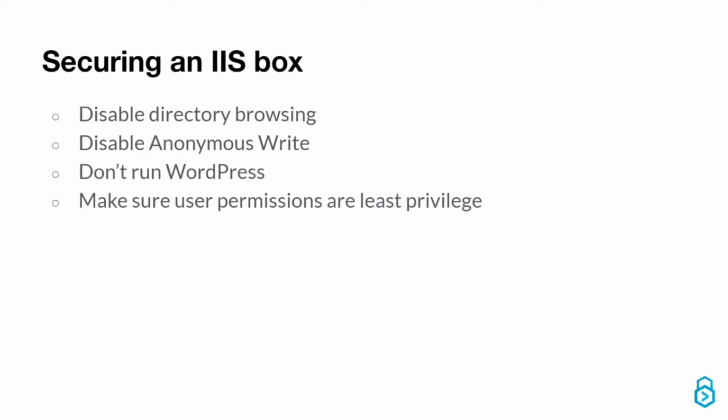And then last one, just make sure your user permissions are set to least privilege. So you should audit your user permissions and make sure not every user is able to log in as administrator. So basically, that's securing an IIS box. Any questions?